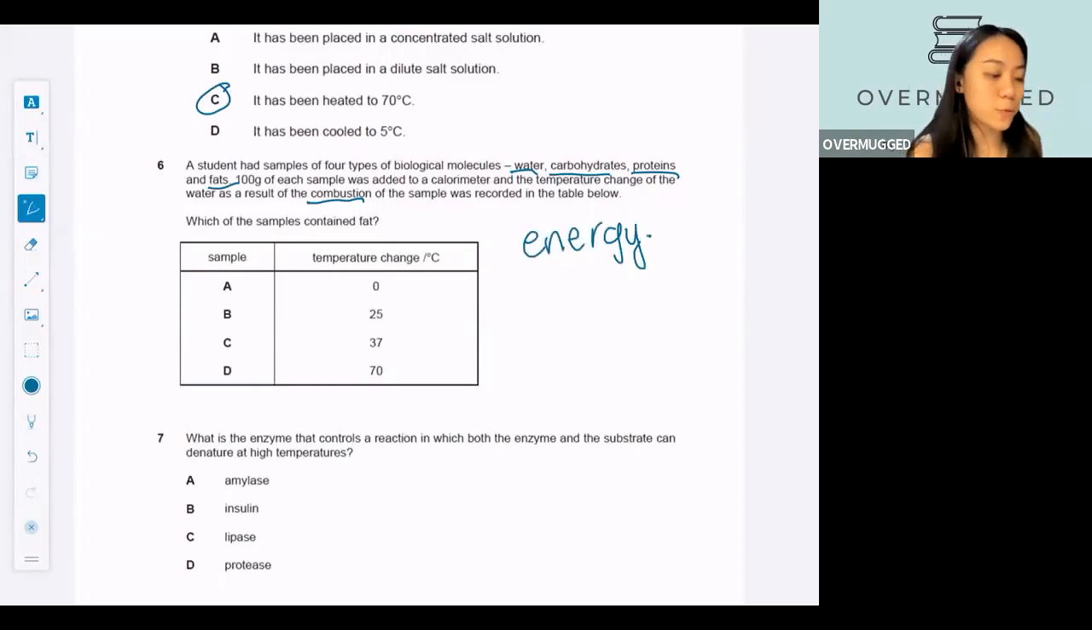So which biological molecule here has the highest amount of energy? In this case, from your biological molecules chapter, it's your fats. Fats has the highest amount of energy among these four biological molecules. Water has no energy inside, so when you burn water, you're just boiling the water. Carbohydrate and protein are 4 calories per gram and fats is 9. So fats has a higher amount of energy stored in them. It transfers a larger heat energy, and therefore the temperature increase is higher.